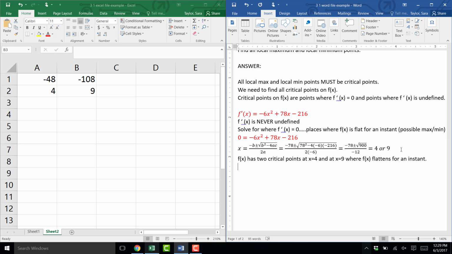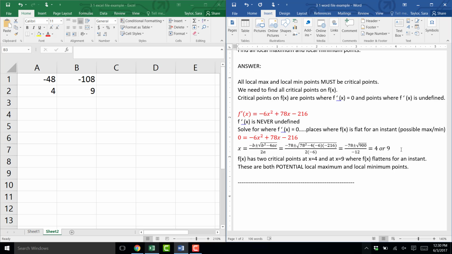Remember, our ultimate goal here is to find local maximum and local minimum. All we've done right now is find critical points, but these are the two places that are potential maximum and minimum points. Remember, you cannot just jump to the conclusion that they are maximum. You actually have to now test those two values to see if they are local maximum and local minimum points. We're going to use the first derivative test to test them.